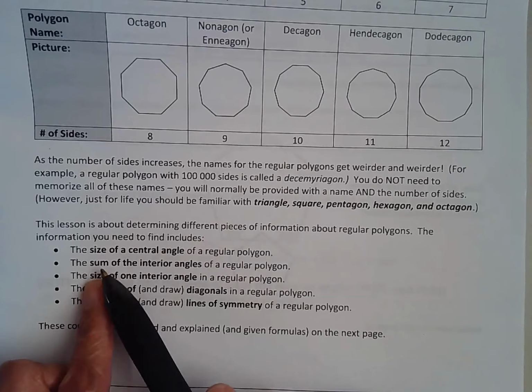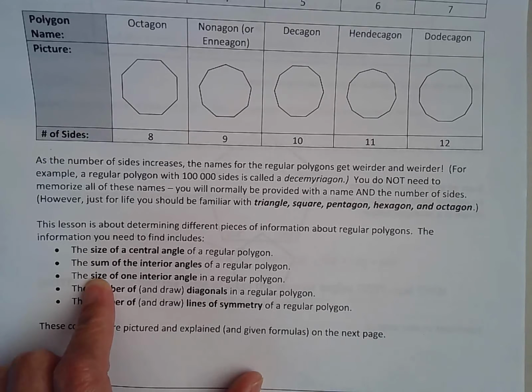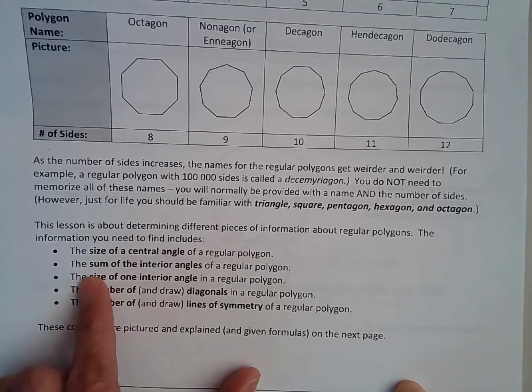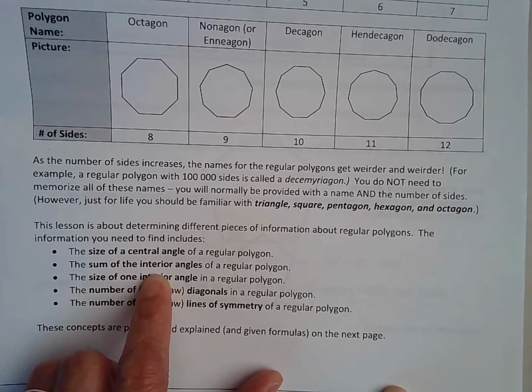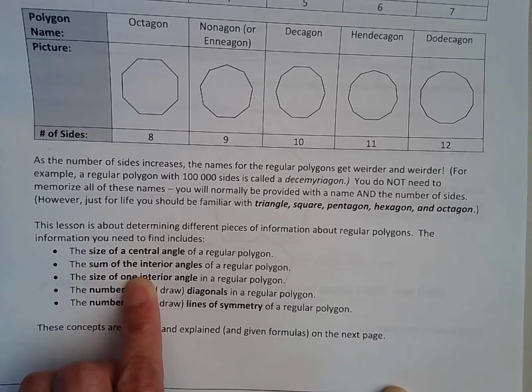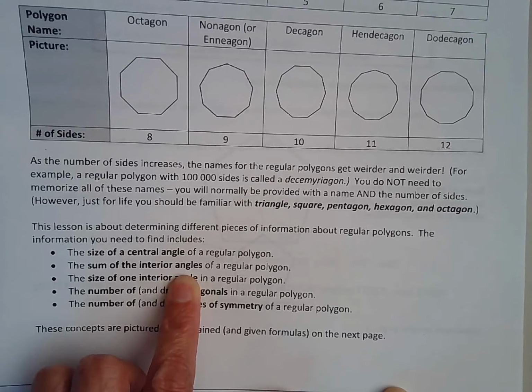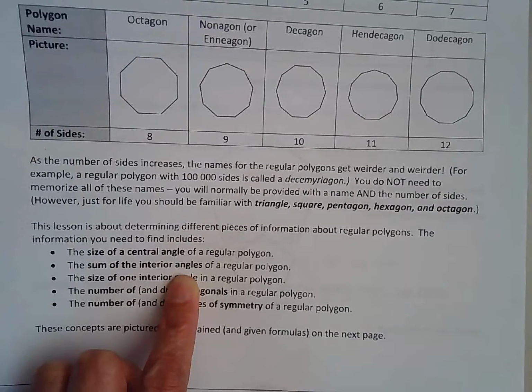What about this one? Sum of interior angles. What does that title tell us? What does the word sum mean? Sum means added together, right? The interior means inside angles. So if we add all of the interior angles together, what are we going to get? That depends on which figure we have.